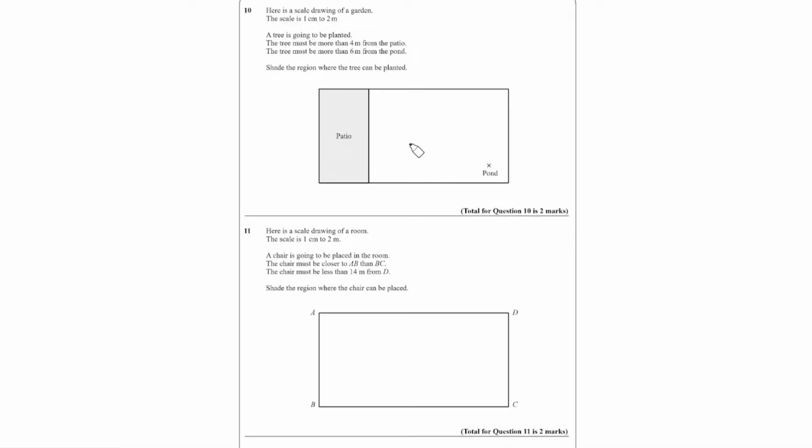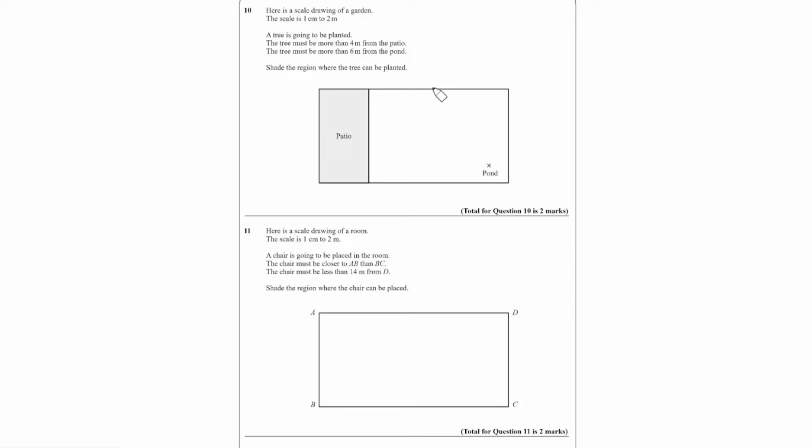Loci is more like this type of thing. You're going to see the top of that question there. So here's a scale drawing of a garden. The scale is 1 centimeter to 2 meters. Obviously, my scale might be different to that, but that's fine. So a tree is going to be planted. The tree must be more than 4 meters from the patio, which is a straight line. And the tree must be more than 6 meters from the pond, which is just a single point.